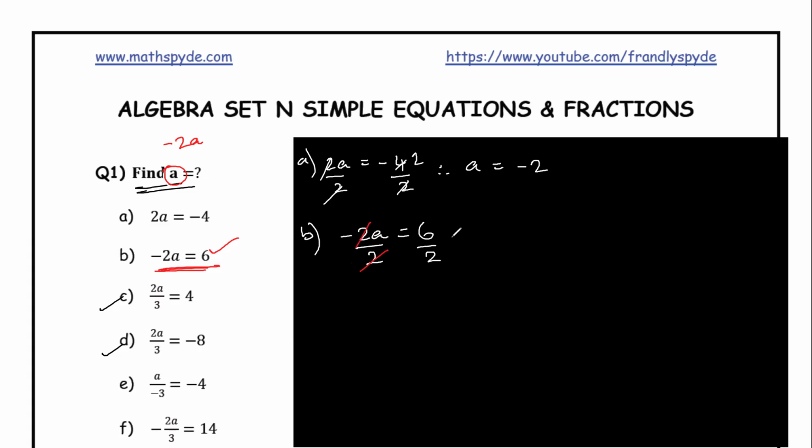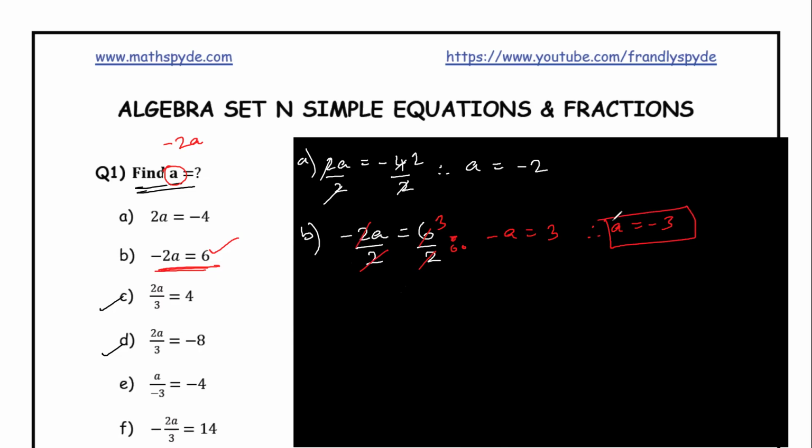So this and this cancel. What we have is, therefore, negative A is equal to 3, because 2 goes into 6 3 times. Now, if negative A is 3, therefore A is -3.